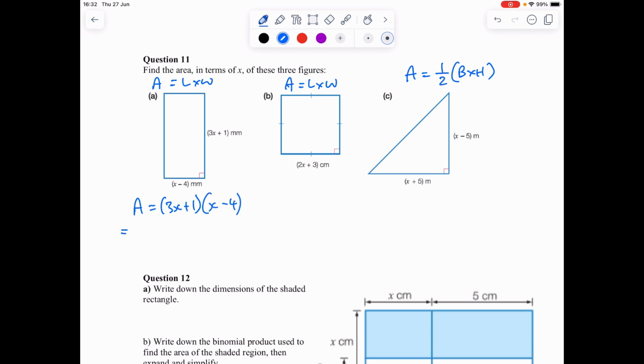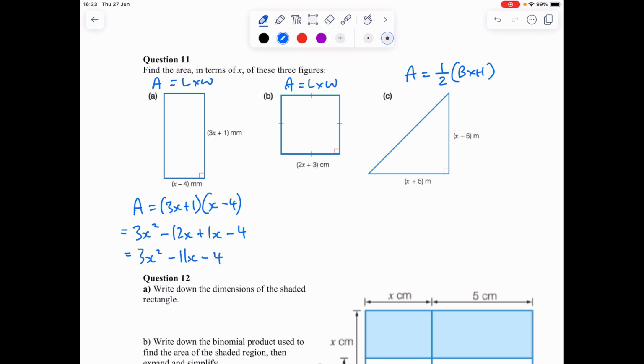FOIL that. Firsts, 3x times x is 3x squared. Outers, 3x times negative 4, negative 12x. Inners, 1x. Last, negative 4. Collect like terms. 3x squared, negative 12x plus 1x, negative 11x, take 4.